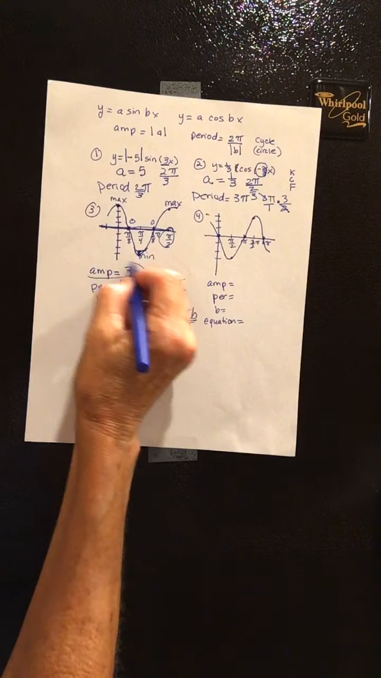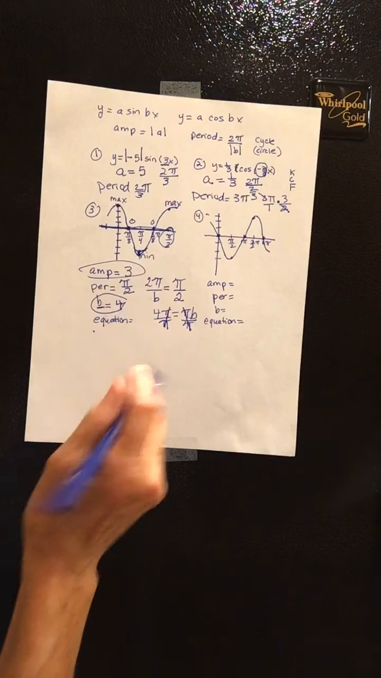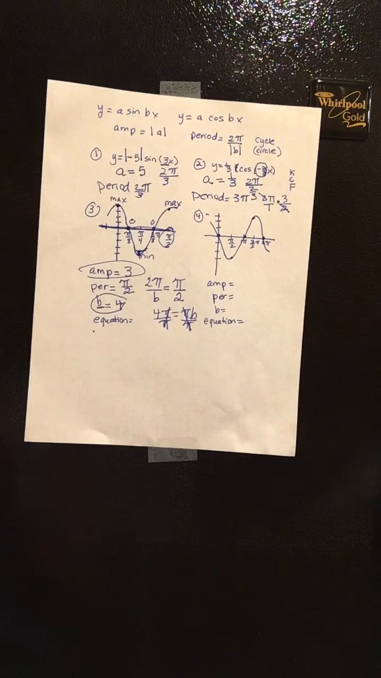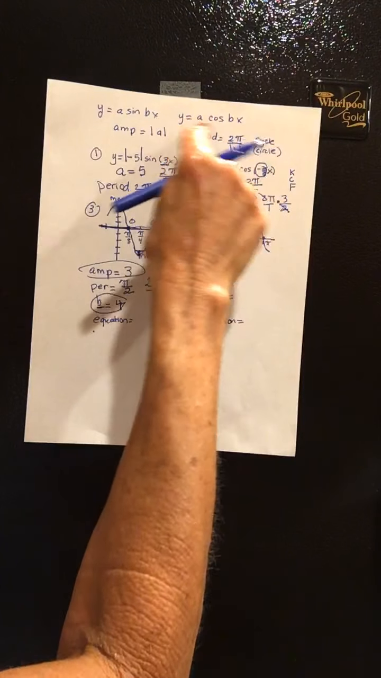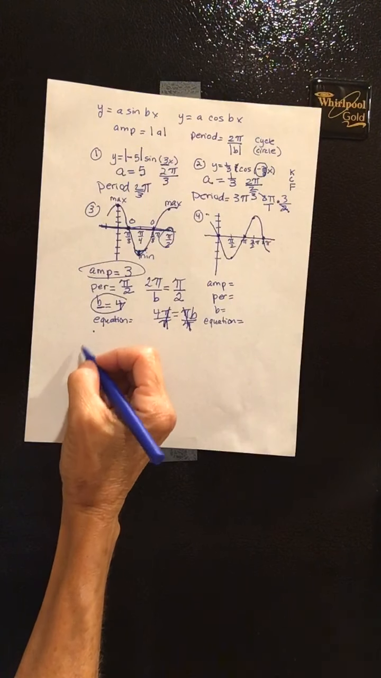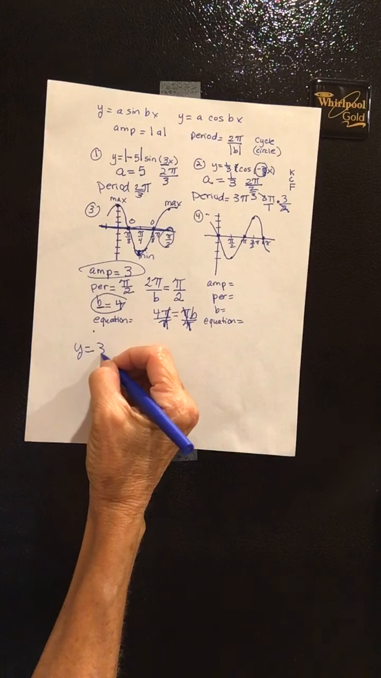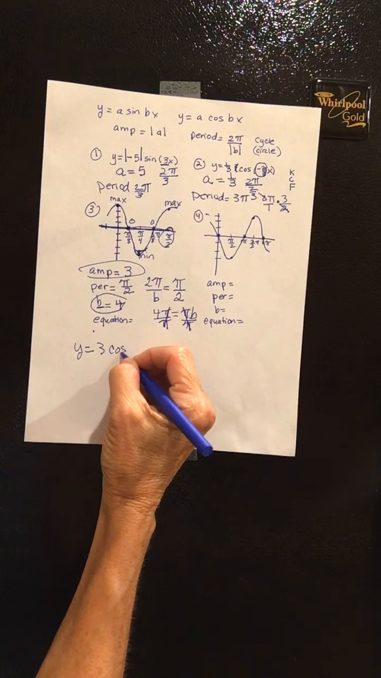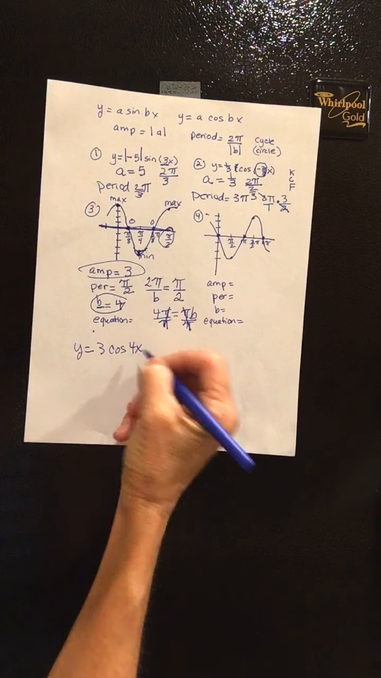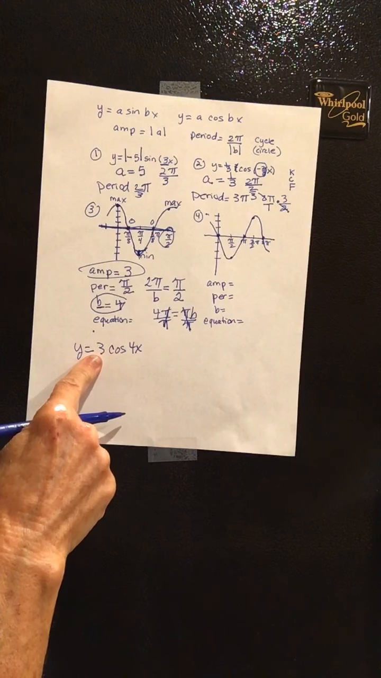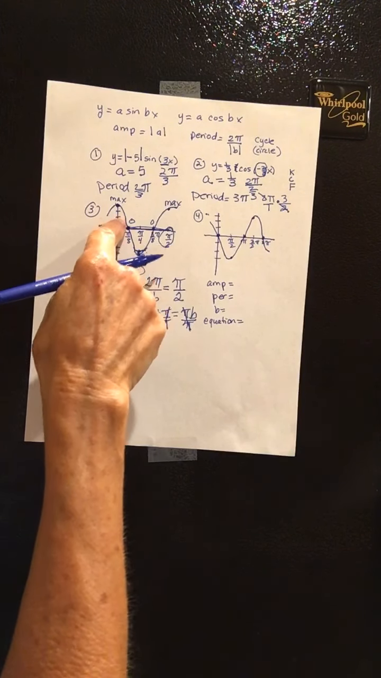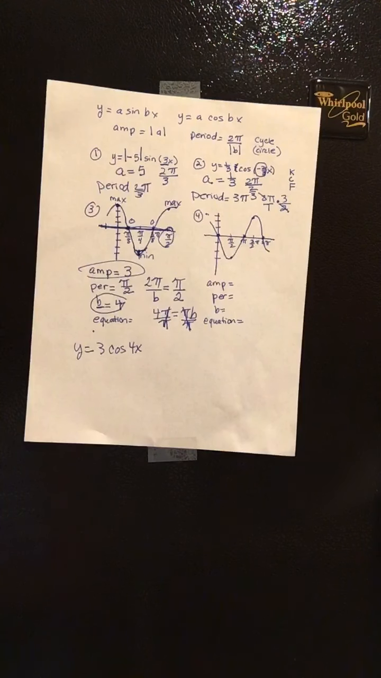I've got my A, I've got my B, and remember this is a cosine graph, so right up here, cosine. So I'm going to write y equals 3 cosine 4x. Now, how do I know that that's not going to be a negative? It's not a reflection because it starts up at positive, so this one is not a reflection.